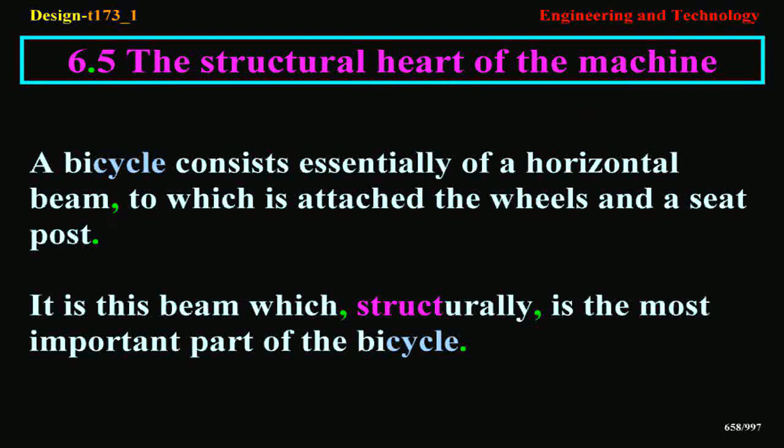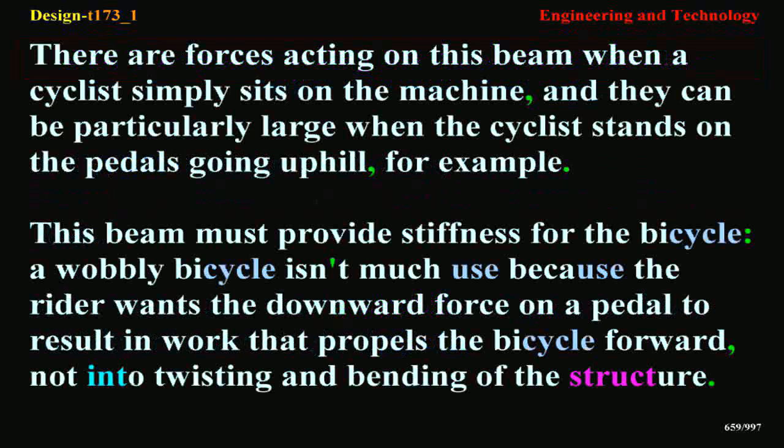It is this beam which, structurally, is the most important part of the bicycle. There are forces acting on this beam when a cyclist simply sits on the machine, and they can be particularly large when the cyclist stands on the pedals going uphill, for example. This beam must provide stiffness for the bicycle.